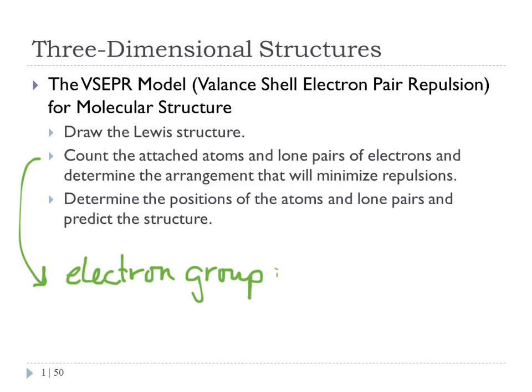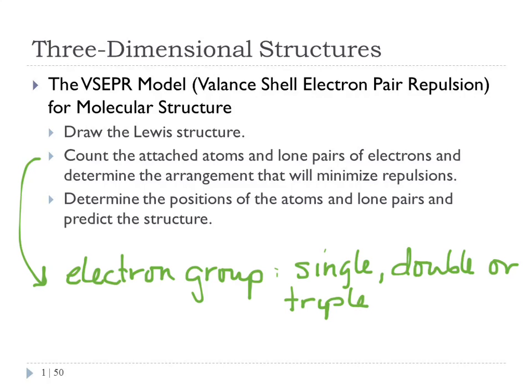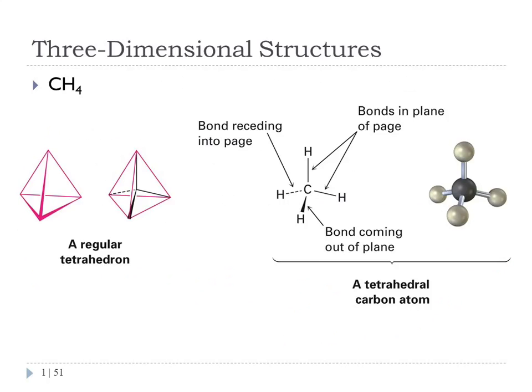An electron group is a single bond, a double bond, or a triple bond. A triple bond is just one group. Or lone pairs. And so from the positions of those electron groups, we can predict the shape of the molecule. The idea is that these electron groups repel each other and they're trying to get away from each other. So let's look at some examples.